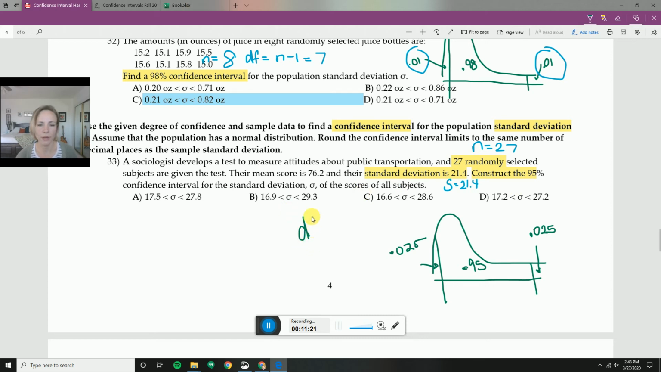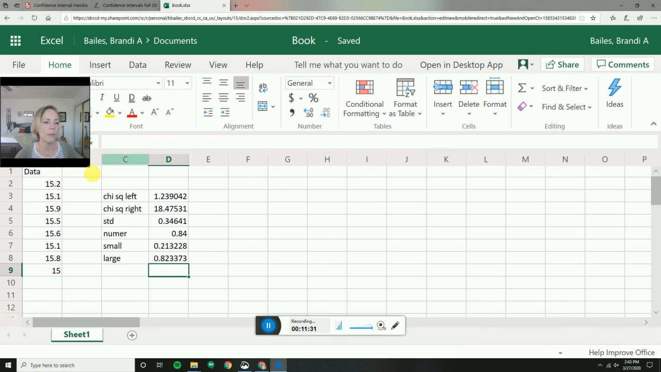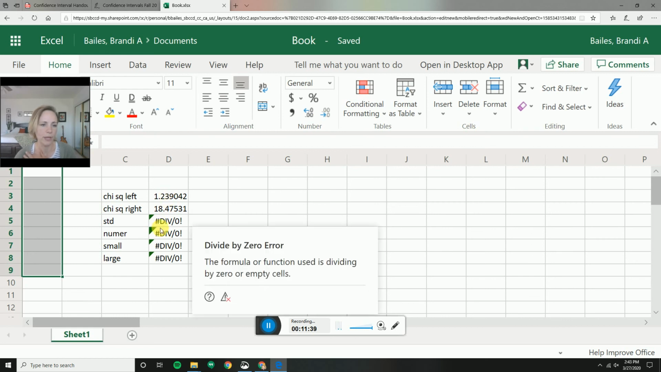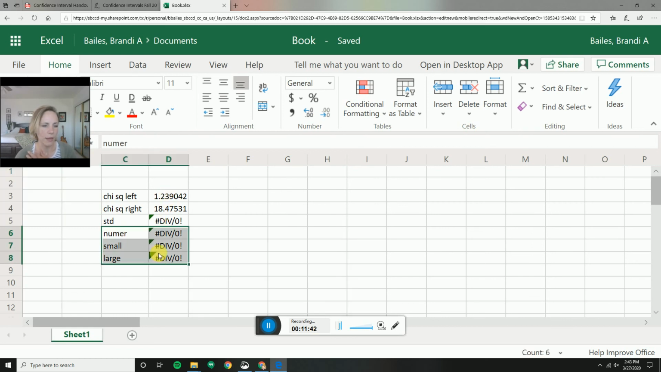Keeping in mind that the degrees of freedom are now 26 instead of 27, because it's always n-1, and we had 27 randomly selected people in this new problem. So going back to my Excel spreadsheet, I no longer need this data, just going to distract me. I still need chi-squared on the left, chi-squared on the right. I still need a standard deviation. And unfortunately, I did not have the wherewithal to put in my degrees of freedom separately. So let me see if I can move these. And this will allow me to add a degree of freedom. So if I have to do any more of these calculations, I don't have to keep editing all the equations.